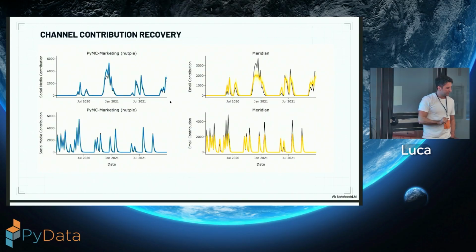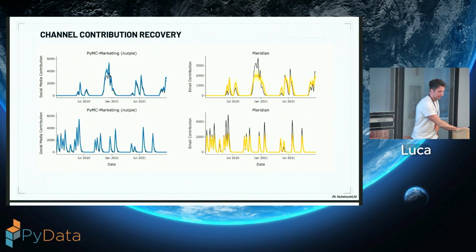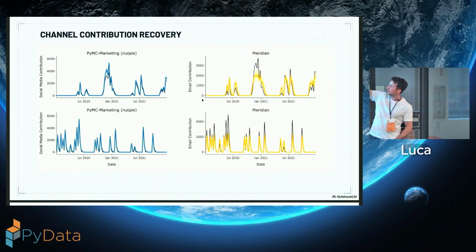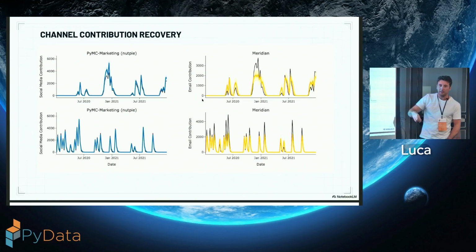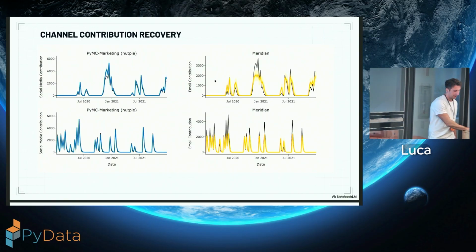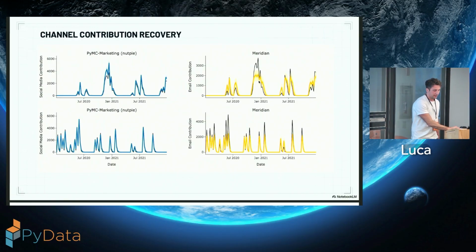And as you can see here, PyMC marketing with NatPy is way closer to the actual data, while Meridian, in this case, is actually underestimating that peak of ROI. And here you can see that you have a much larger confidence interval for Meridian.